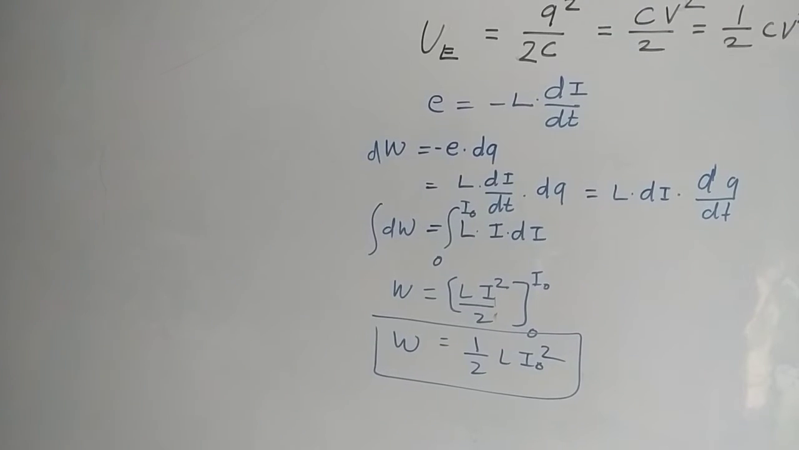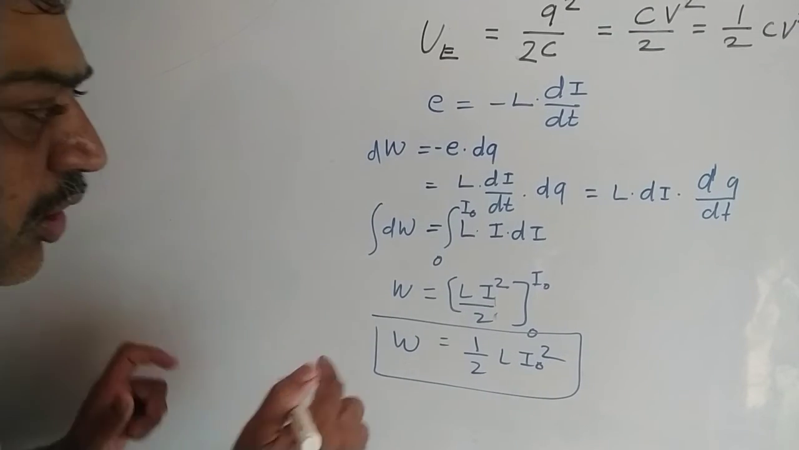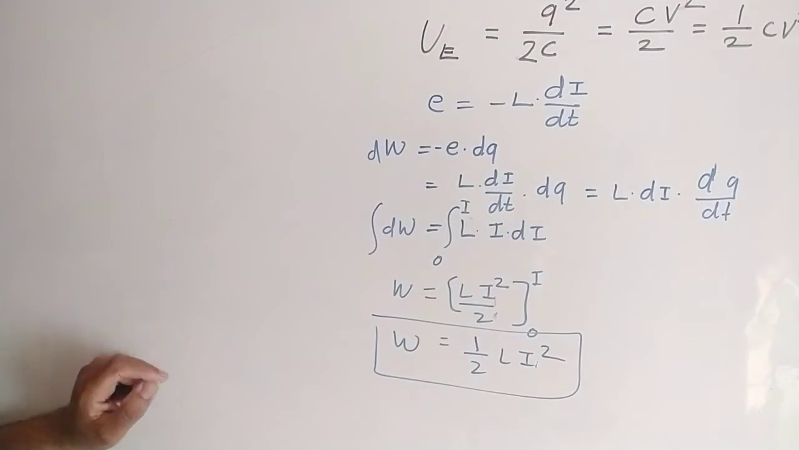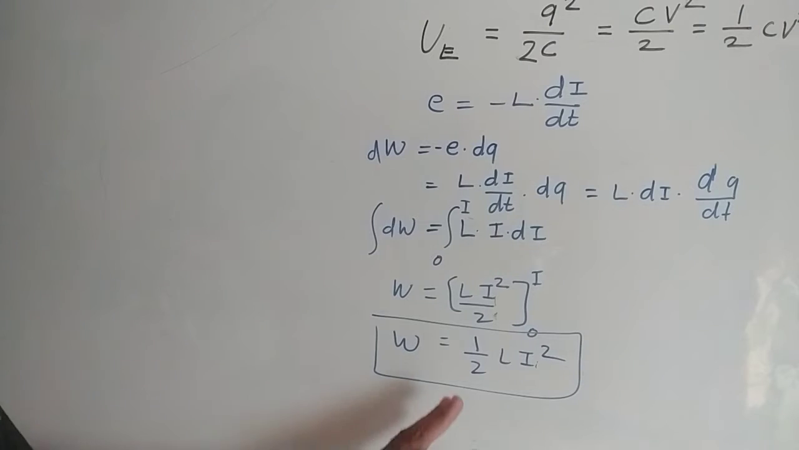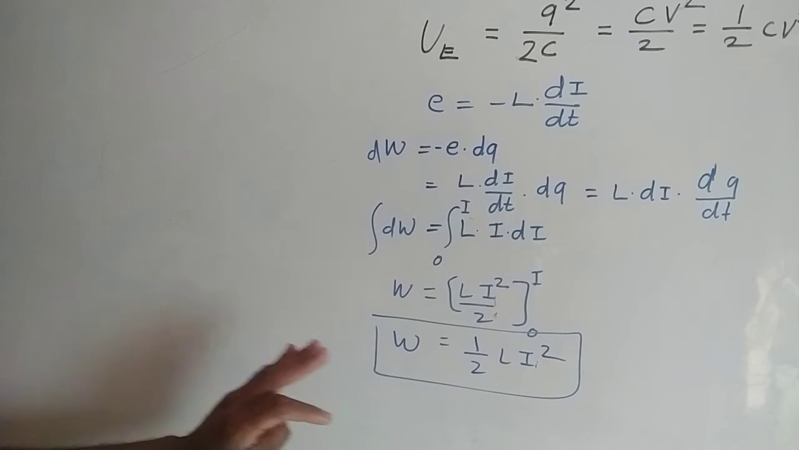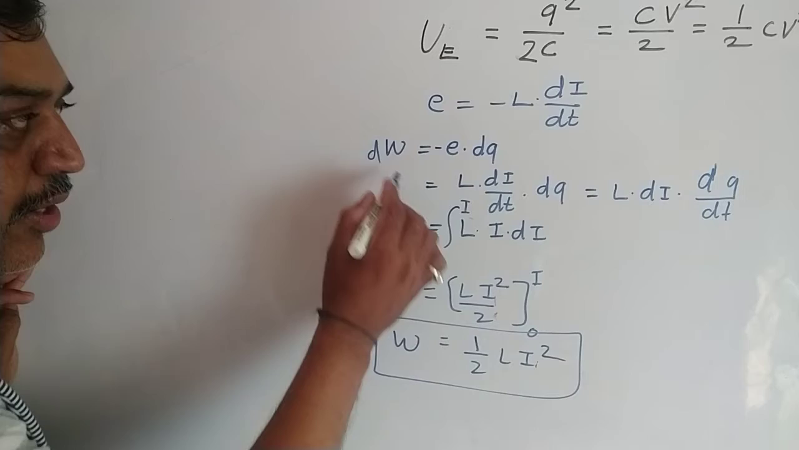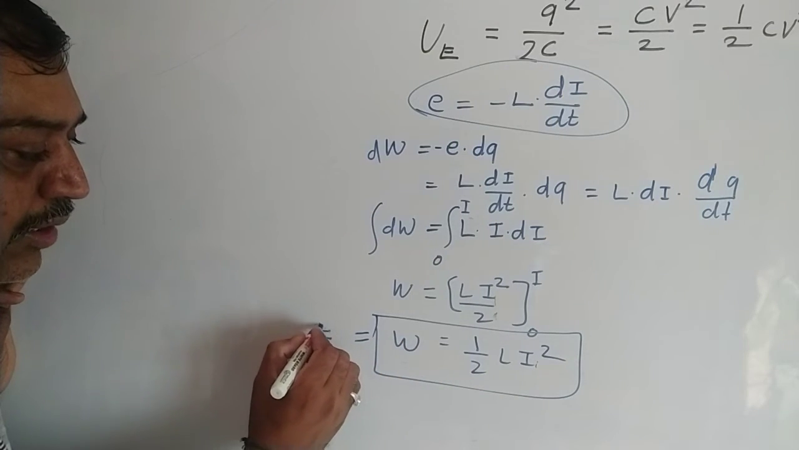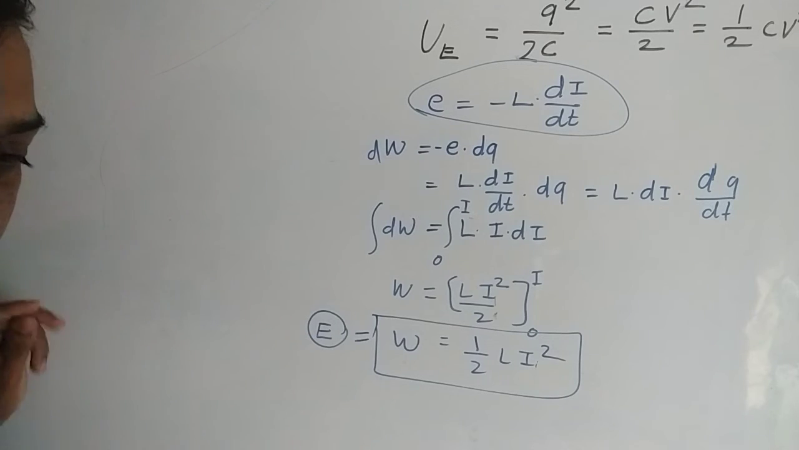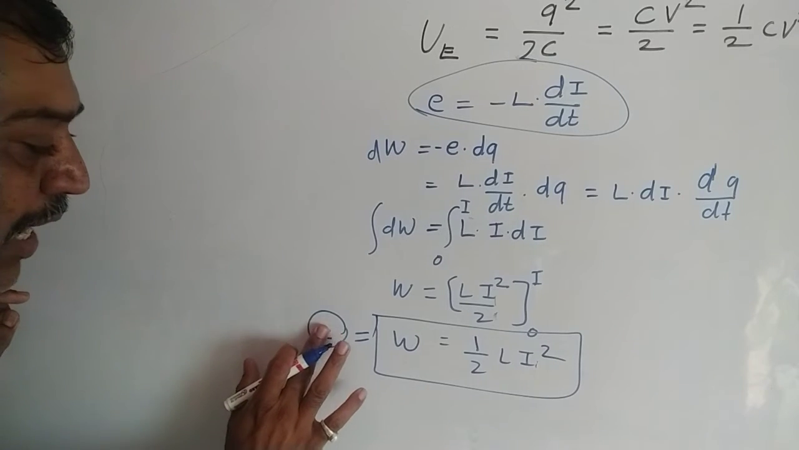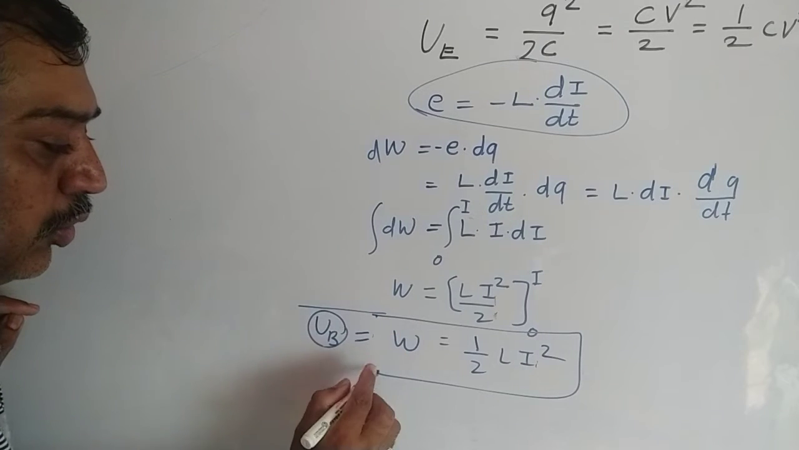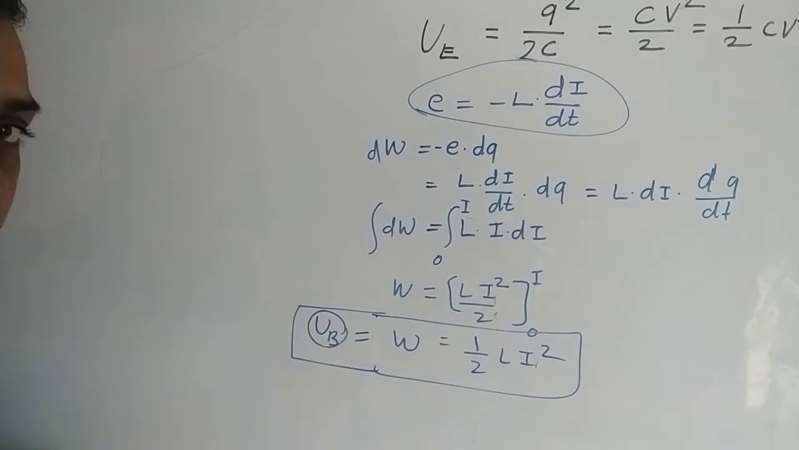If we have not put the limit, and instead of I0 we put I here, then this becomes 1 by 2 L I square. This much amount of work done we have to perform to overcome the magnetic field due to this EMF. And this work done itself will be stored in the form of energy stored in a magnetic field, and that was represented by U suffix B. Energy stored in a magnetic field is nothing but the work done, that is 1 by 2 L I square.